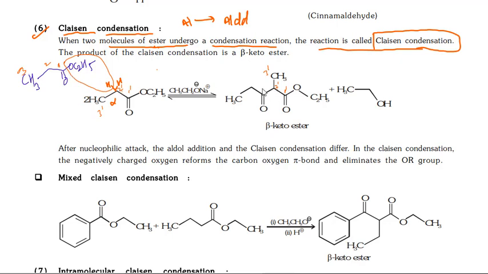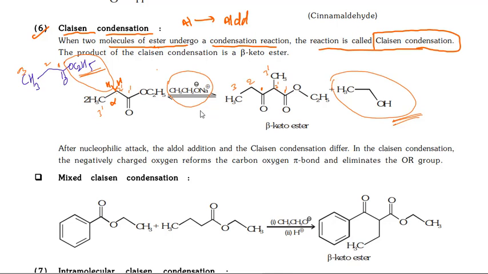2 dash carbon is connected with 1, 2, 3. Now you can understand easily. In between 2 dash and 1 carbon, the new bond formation is there. This ethoxide is left as ethyl alcohol. That's why we are taking sodium ethoxide as the reagent.